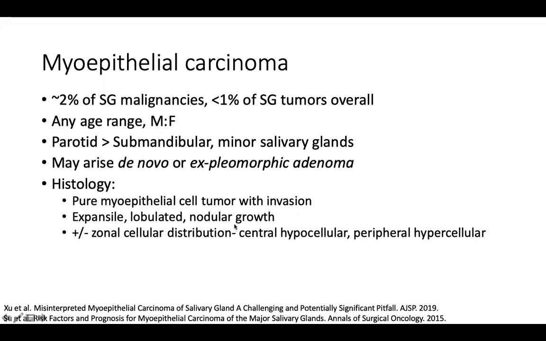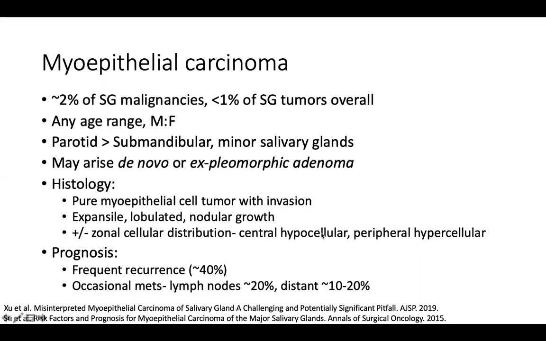And the histology is what we just saw. It's a pure myoepithelial cell tumor population, but unlike myoepithelioma, which we're not talking about today, this one shows invasion. They classically have this expansile and lobulated nodular growth, and they will frequently have those little central areas of hyalinization, and what's called a zonal cellular distribution around those hyalinized foci. So this is more of an intermediate grade tumor. They can be high grade as well, but generally they are associated with an intermediate prognosis. They frequently recur, and they occasionally will have lymph node and distant mets.